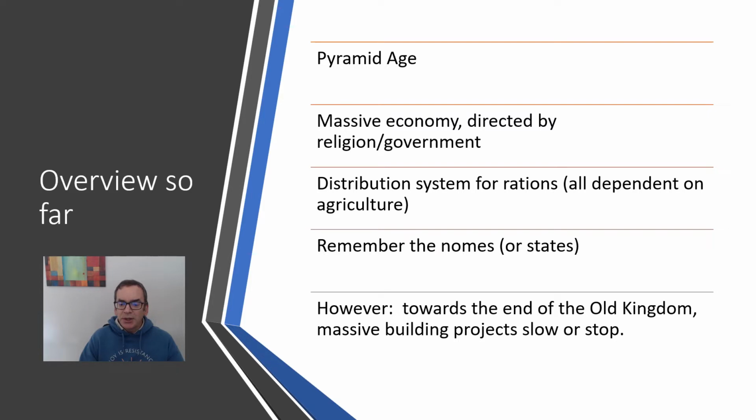Now, a couple weeks ago, I told you about how the Old Kingdom government was set up. At this point, you've got these nomes, or states, within the territory of Egypt, and you've got governors. So that's how all of this is being organized. We've talked about this too in a previous slide, where towards the end of the Old Kingdom, the massive building projects start to slow down or actually aren't ever built.